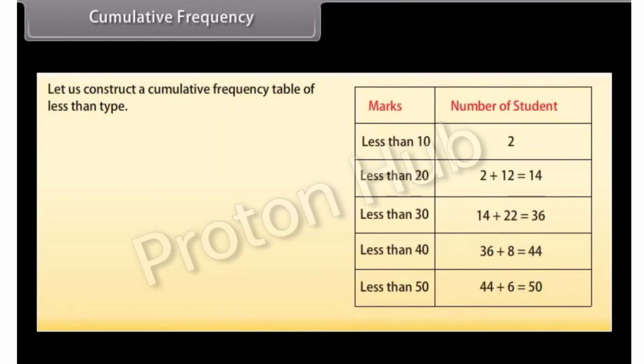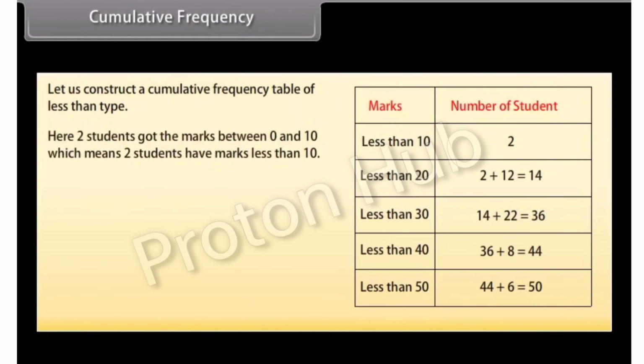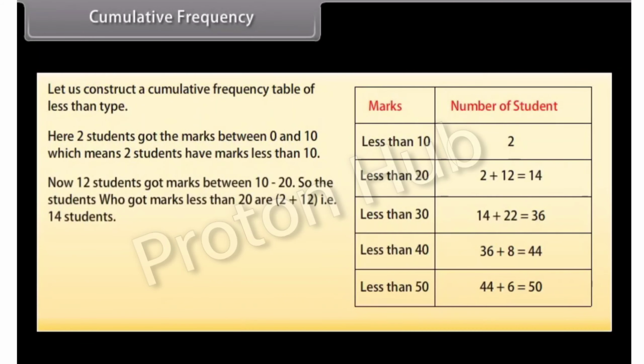Here 2 students got the marks between 0 and 10, which means 2 students have marks less than 10. Now 12 students got marks between 10 to 20. So the students who got marks less than 20 are 2 plus 12, that is 14 students. Proceeding in a similar way, we get the following cumulative frequency table.